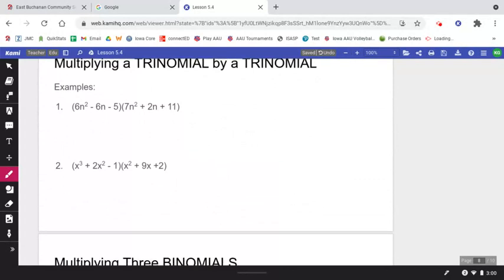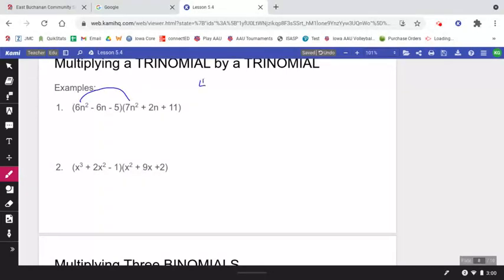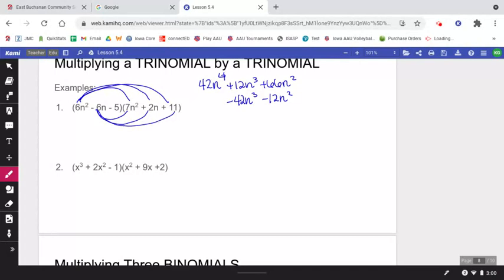When we do a trinomial times a trinomial, we're going to follow the list distribution again. So this would give me 42n to the fourth plus 12n to the third plus 66n squared minus 42n to the third minus 12n squared minus 66n minus 35n squared goes underneath the other ones, minus 10n and minus 55.